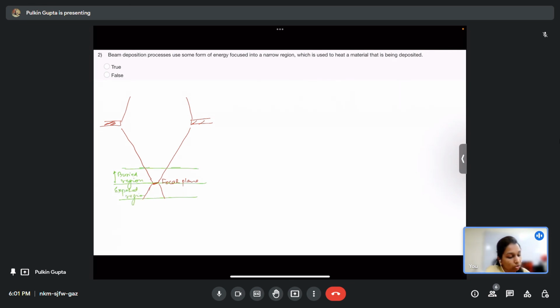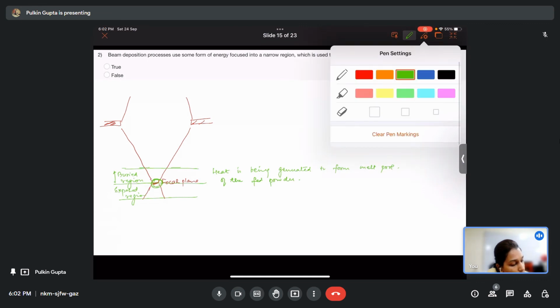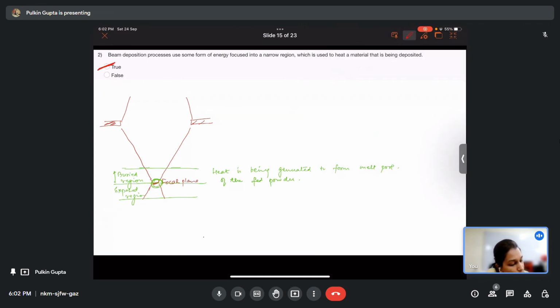So you see, this energy is being focused into this narrow region, and here heat is being generated to form a melt pool of the fed powder. Okay, so the answer is true. It uses some form of energy, so it can be either laser, light, electron, plasma, ions, etc.